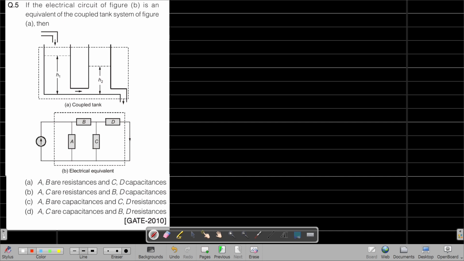Hello friends, let's solve this question. We have to find the similarities with respect to real components like resistances or capacitors. As we can see, current is flowing. As we know, current equals the flow of charge per second. So here charge is flowing to this first tank.